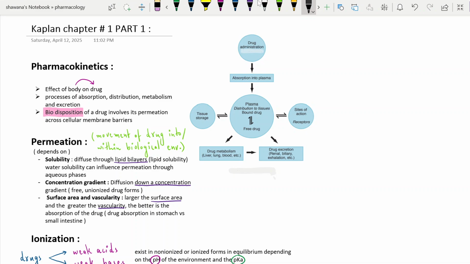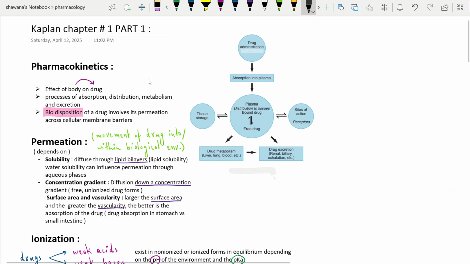Today we will start the pharmacology, and the book I'm using is the preclinical pharmacology from Kaplan. So let's get started. First of all, the basic two mechanisms underlying the pharmacology are pharmacokinetics and pharmacodynamics. And the first chapter is regarding pharmacokinetics. So let's get into it.